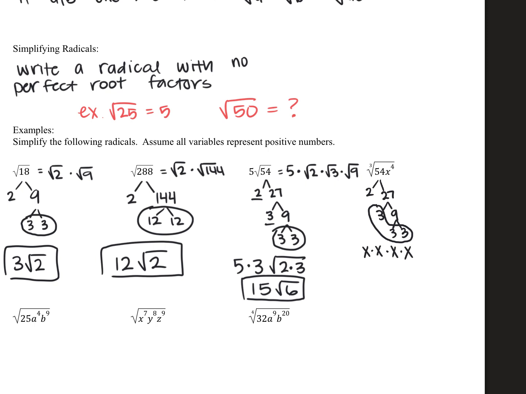I also have my x to the 4th, which is x times x times x times x. And if we remember, when we're dealing with variables with exponents, we look for groups of the size of our root. So a group of 3 here. So I have a 3 that is going to simplify. I have an x that's going to simplify. But then underneath my cube root, I'm still going to have a 2 and an x that didn't simplify.